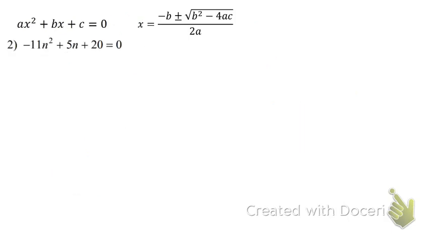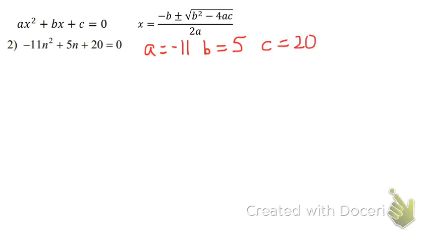This next one is similar to number 4 from yesterday. I didn't realize I gave you guys that yesterday, so you probably thought you had your signs all messed up. So that's what we're going to address on this problem. Okay, so first pick out our A, B, and C. So A is negative 11, B is 5, and C is 20.